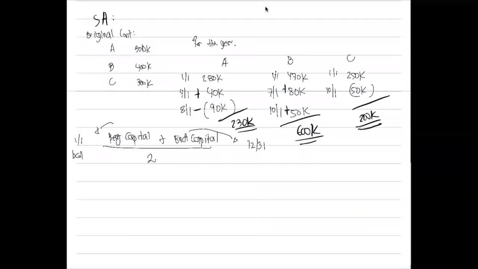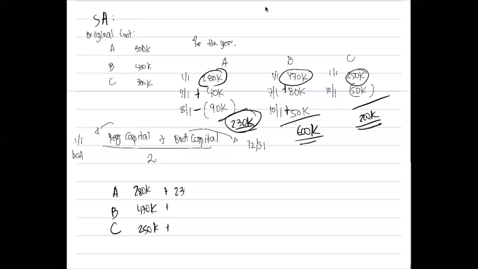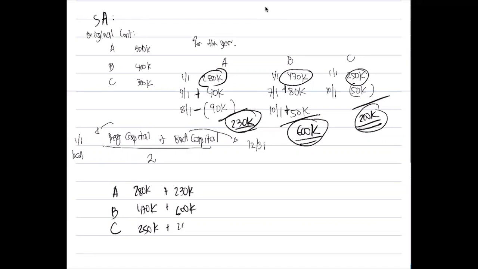Okay. Now, what we do is we get for the beginning capital of each partner. So what is the beginning capital of A? 280,000. For B, 470,000. For C, 250,000. We add the ending capital for A, 230,000. For B, 600,000. For C, 200,000. And then after we get that, we divide it to 2. So what is the simple average capital of each partner?